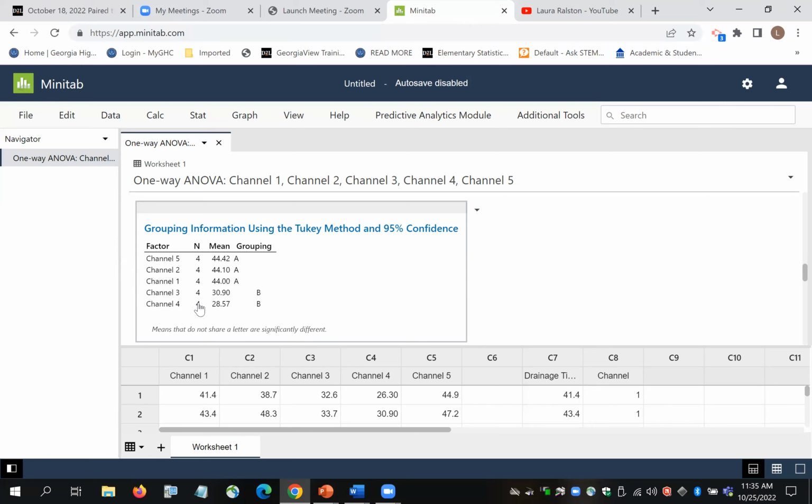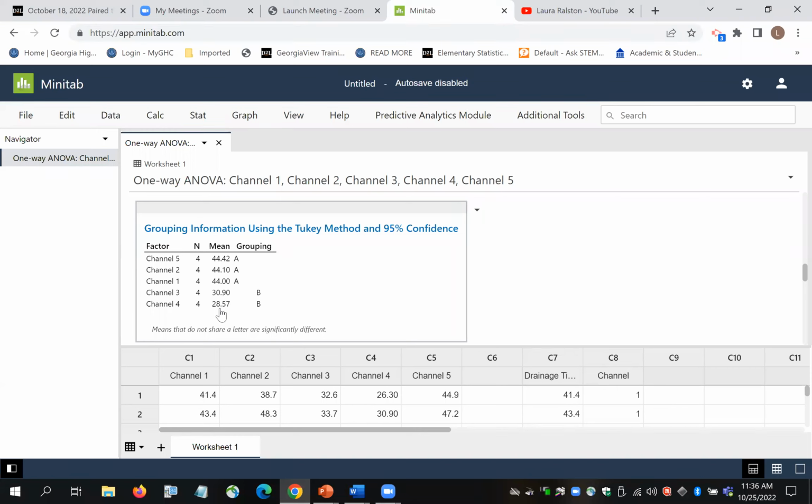3 and 4 are around 30, so they're taking only 30 minutes to drain. And the faster the water drains, the less likely you are to have flooding, which is a good thing. Or less likely to have flooding. Yes, I said that right.